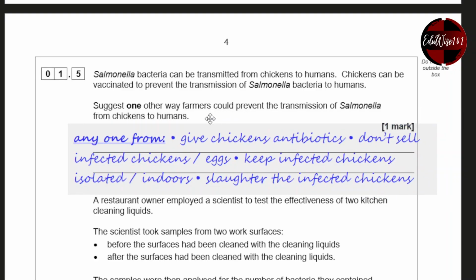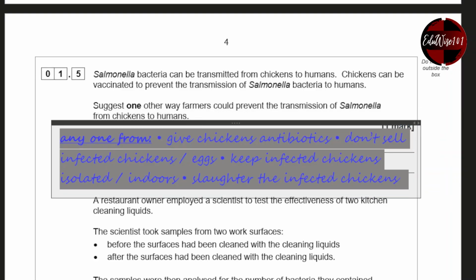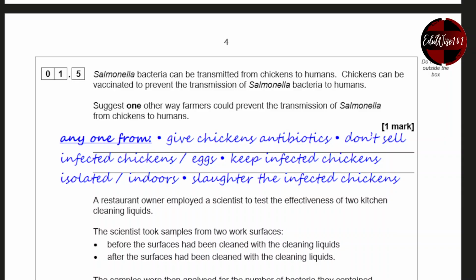Or you could give antibiotics to the chickens. Give chickens antibiotics, or don't sell infected chickens or eggs. Keep infected chickens isolated indoors, or slaughter the infected chickens, basically kill them off and bury them.